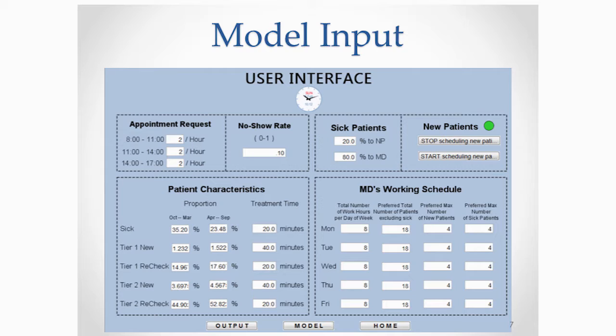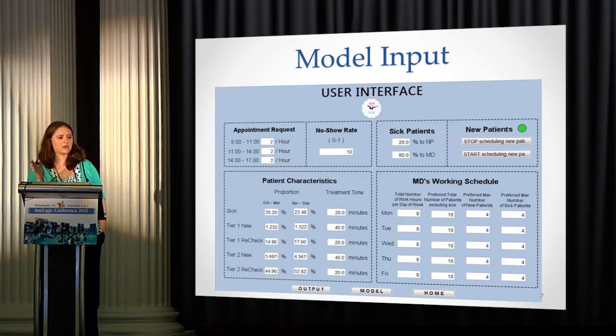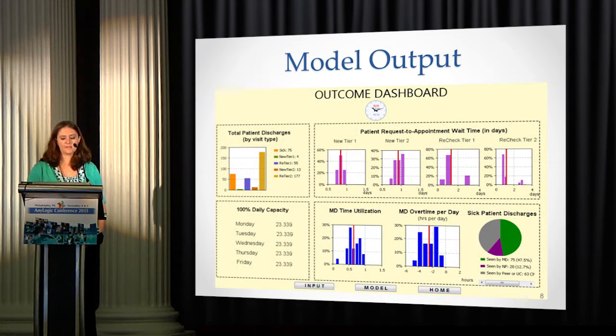And so they're going to play with these capacity input parameters here and look at different outputs from our simulation to see which one of those help them increase their utilization, but also reduce the overtime for the physician and reduce the waiting time for the patients. So that's our model input. So that's one of the 4, and this is our model output.